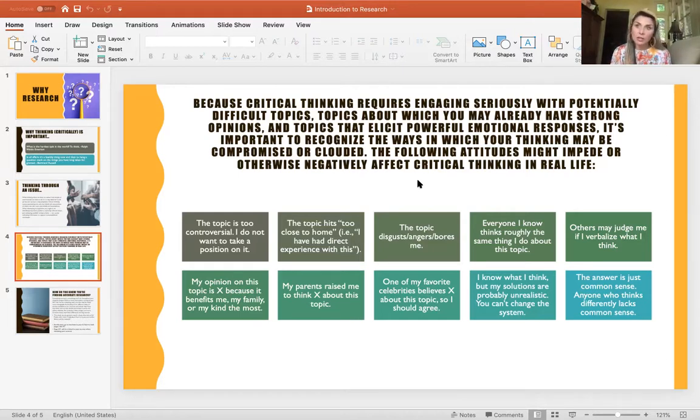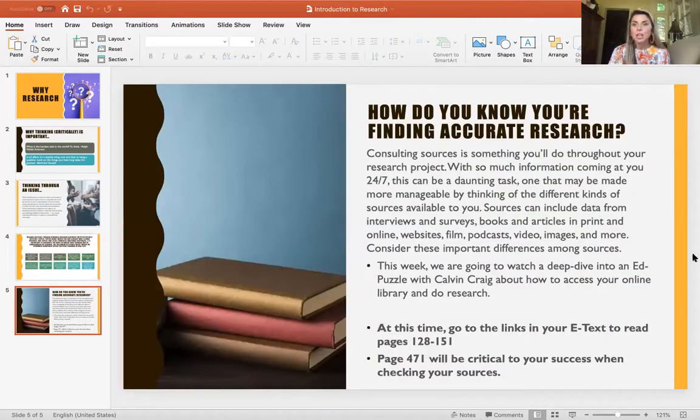And these are real concerns and they're real emotions. But again, it's a great time to pause and question, how is that affecting my ability to think critically about something? So, how do you know if you're finding accurate research? Once you've decided, yes, I'm going to engage in this critical thinking, yes, I'm going to think outside the box, and I'm going to look more into this, how do you know if it's accurate?